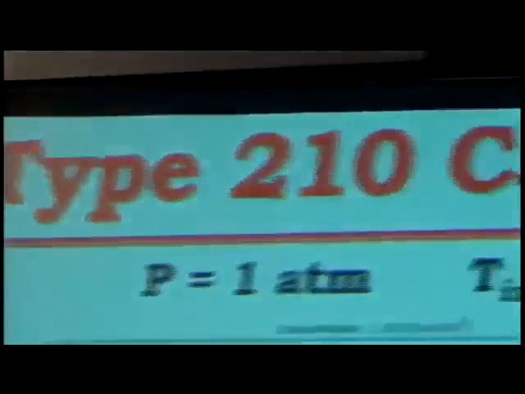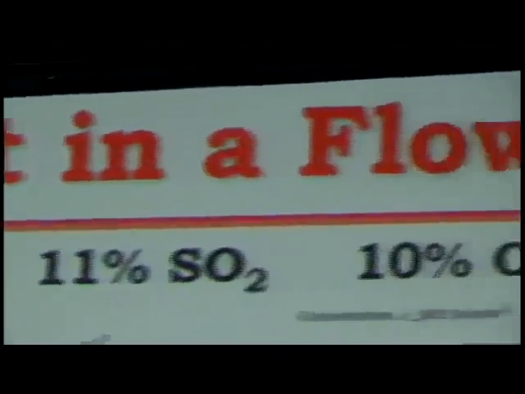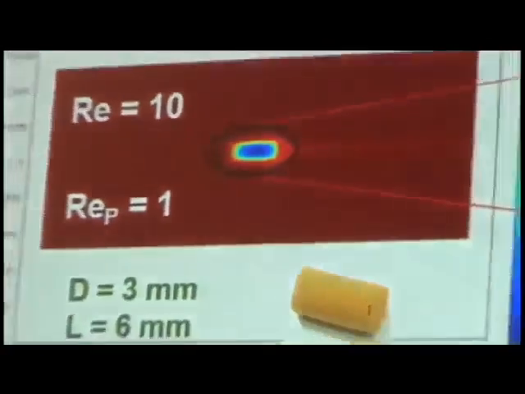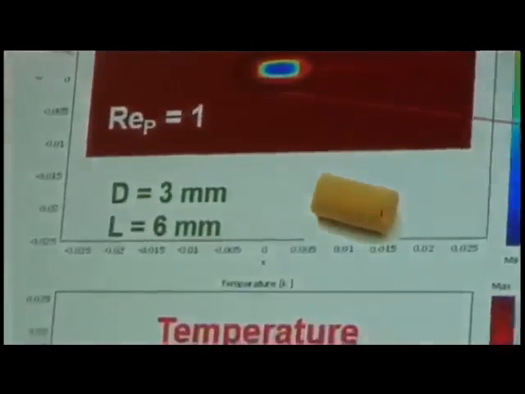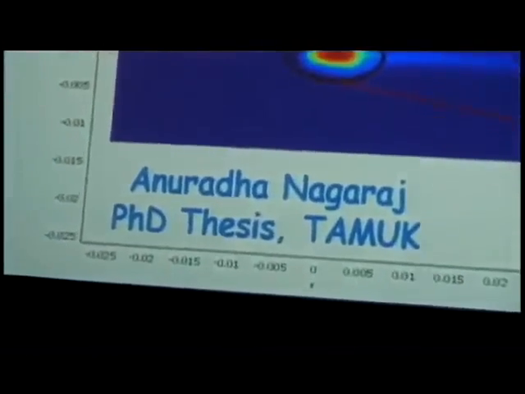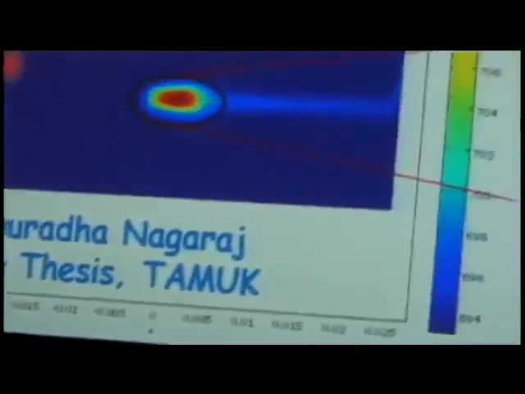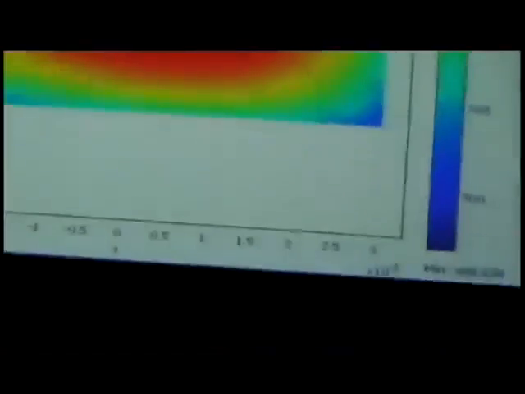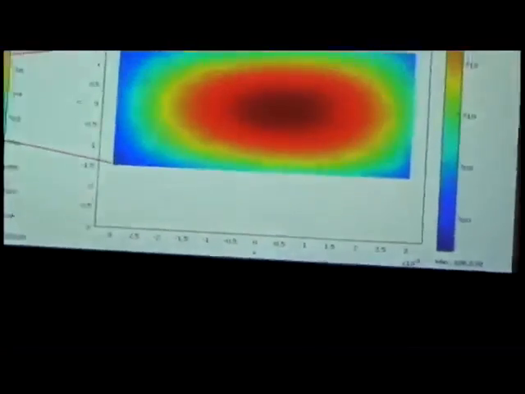Now we could take one of these particles and put it in a flow field, and then start to examine how it behaves and what the role of the fluid mechanical behavior is on the catalytic performance. This is just a single particle in a flow field, but it illustrates that the concentration and temperature field is not the symmetric type of behavior we typically use when we solve diffusion and reaction problems.